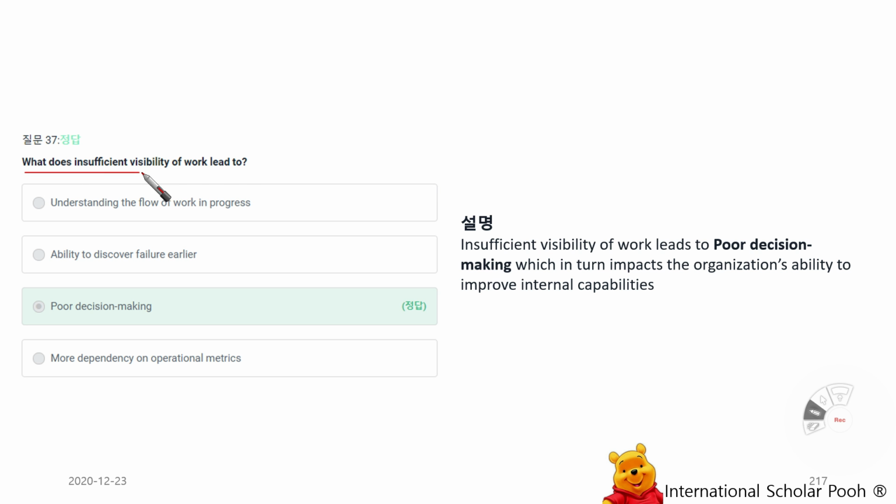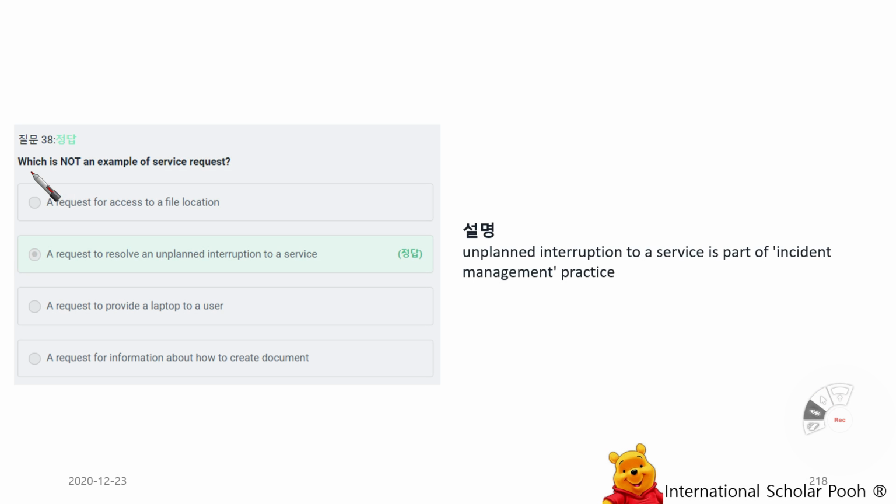What does insufficient visibility of work lead to? Poor decision making. Insufficient visibility of workload leads to poor decision making, which in turn impacts the organization's ability to improve internal capabilities. Which is not an example of a service request? A request to resolve an unplanned interruption to service. Unplanned interruption to a service is part of incident management practices.